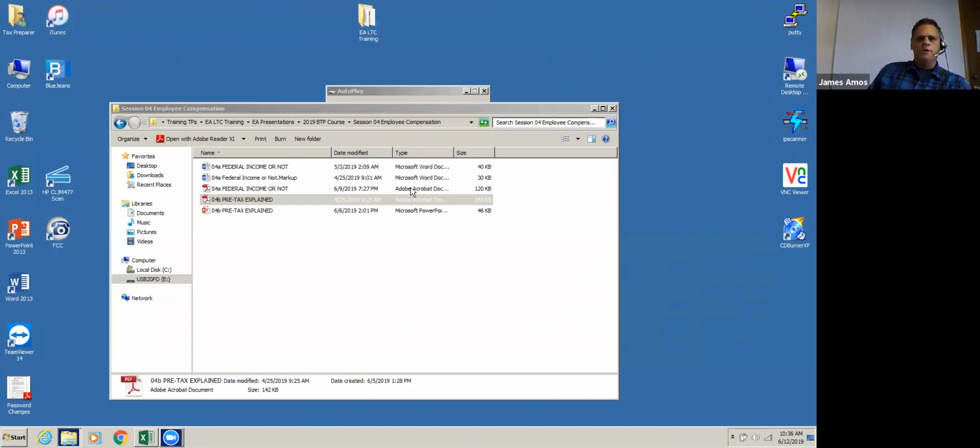The first one says 04B pre-tax explained. The second one says 04A federal income or not. We're going to be using both of those today. So if you can, save those and print out the federal income or not at some point, even if you don't do it today. It's not that critical today, okay?